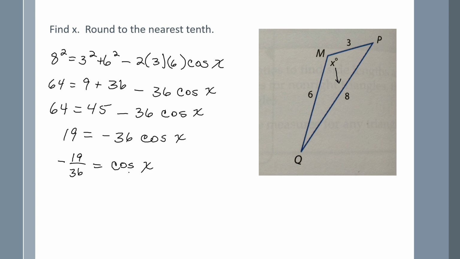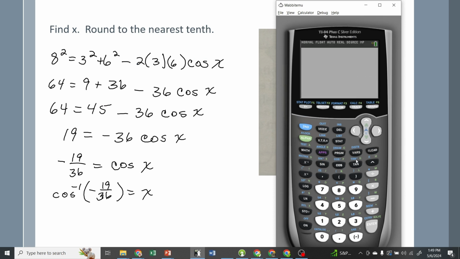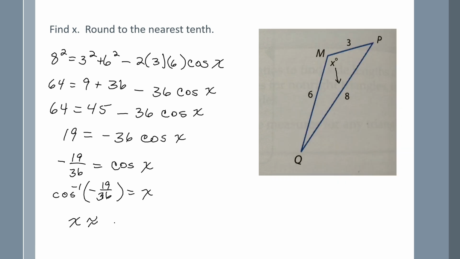So we can now get rid of the cosine by bringing it over here. Cosine inverse of negative 19 over 36 will equal x. So now we can take our calculator. Let's clear all this other stuff out. And we're going to hit second cosine inverse. And I'm going to put negative 19 divided by 36 in the parentheses, and hit enter. And I got 121.855. So x would be approximately 121.9.